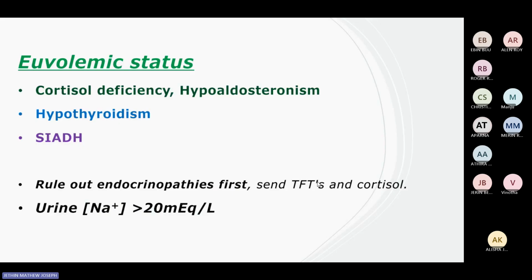Now, euvolemic status, where volume is normal. Some of the causes are cortisol deficiency, hypoaldosteronism, hypothyroidism, and SIADH. Here the urine sodium is going to be high, and we'll talk about why it is high. The first thing you have to rule out is the endocrinopathies. SIADH is a diagnosis of exclusion, so you only make the diagnosis after you've excluded the other things. First things to rule out are hypothyroidism, cortisol deficiency, and hypoaldosteronism.